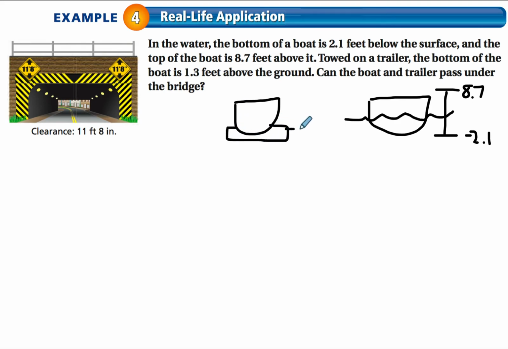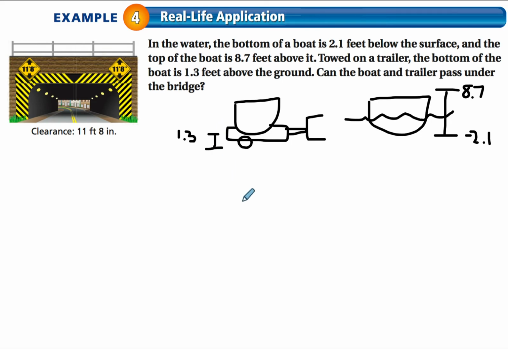okay, hopefully you get a nice laugh at my drawing abilities or lack thereof. So let's say that's being towed by a truck. Whatever. When we put it in the trailer, it is now off the ground 1.3 feet. Can the boat and trailer pass under the bridge?